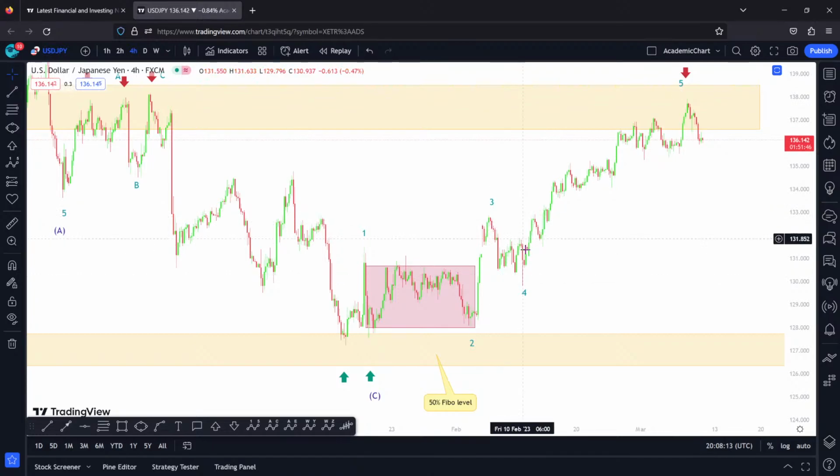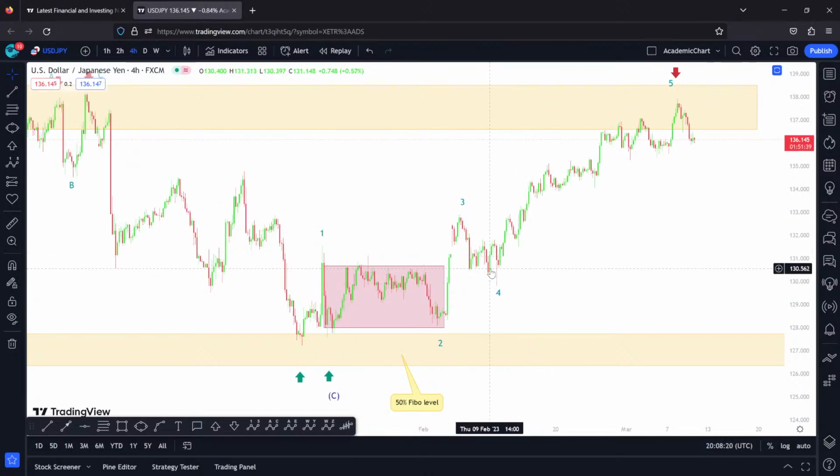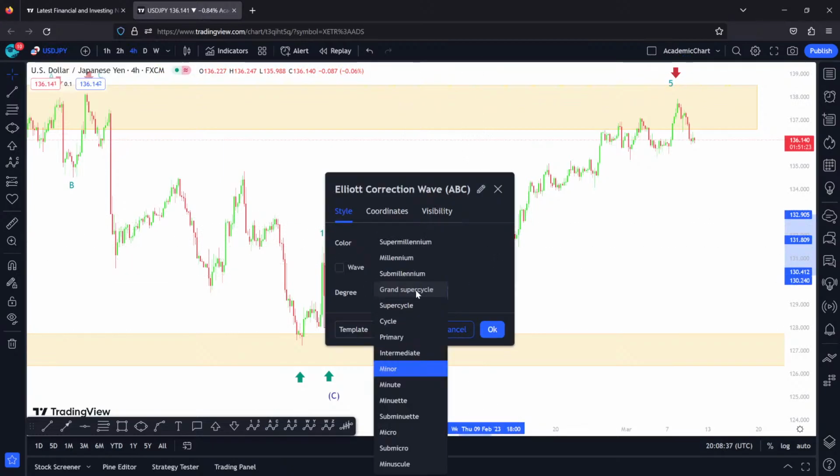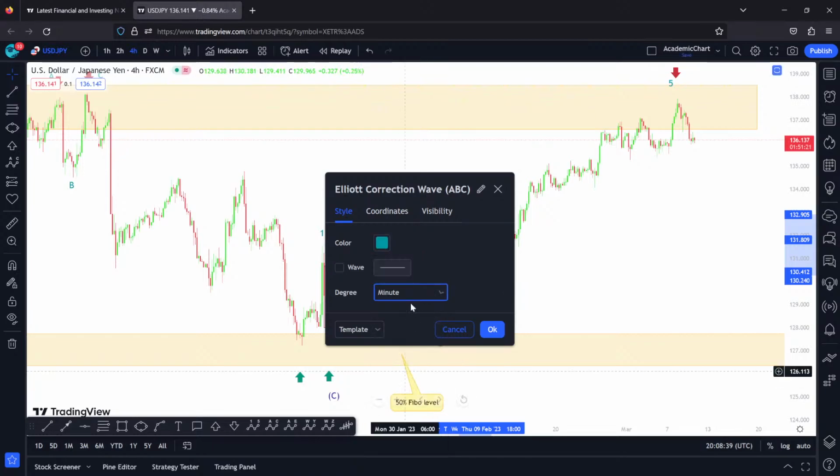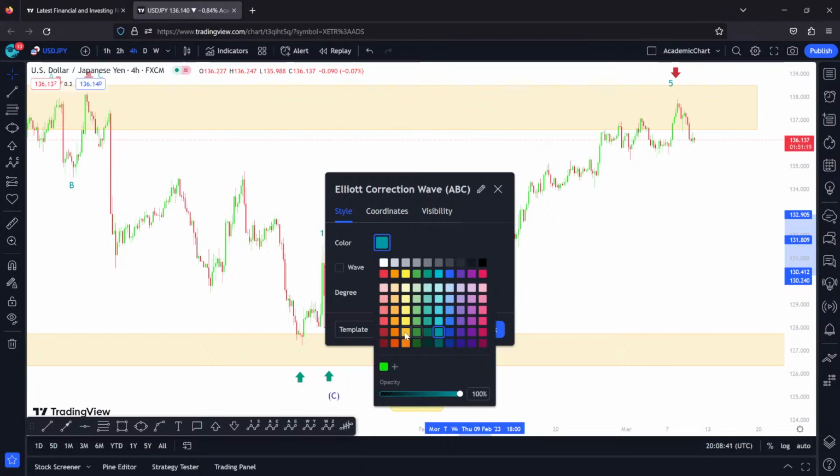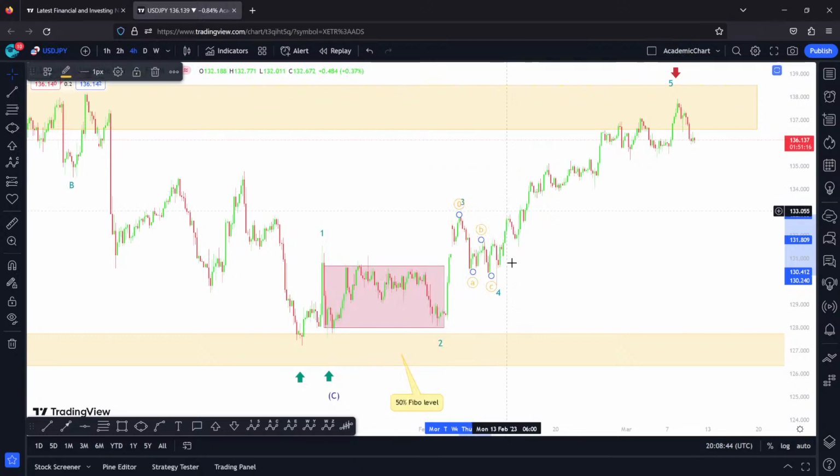I can see a 1, 2 ABC pattern here, and now the fifth wave is going to be more challenging. So I'm happy with that. So I can see this flat, I can see this small ABC. Let's also just show you this ABC, and this is going to be even a minute. Let's choose a lighter color for that. So this is this ABC.